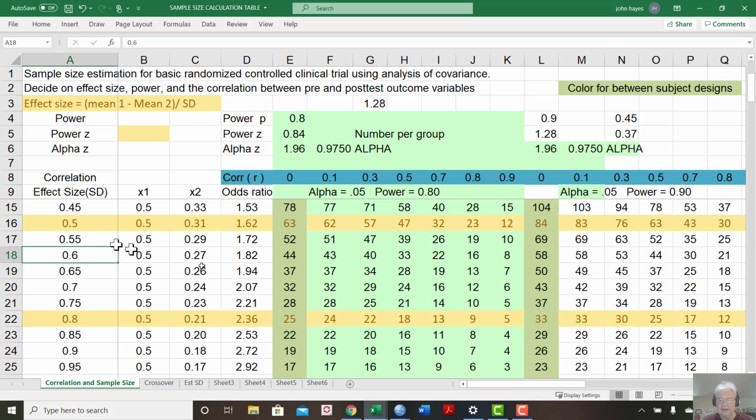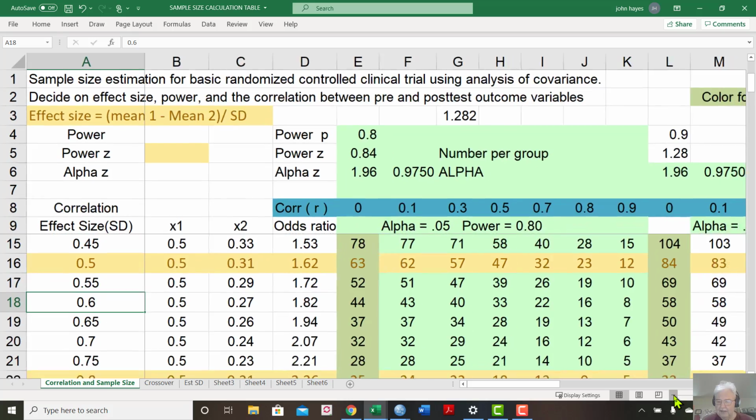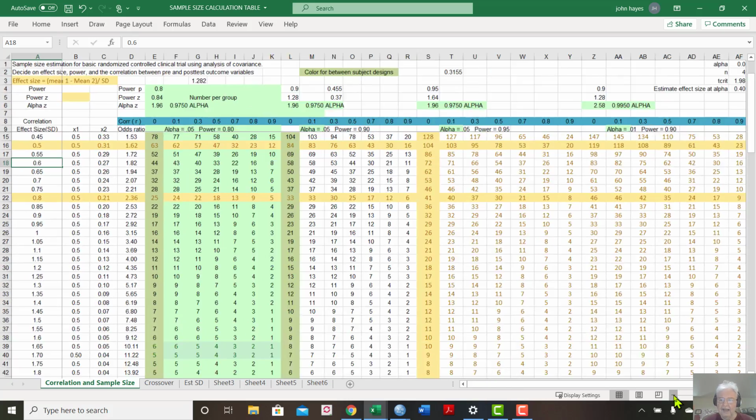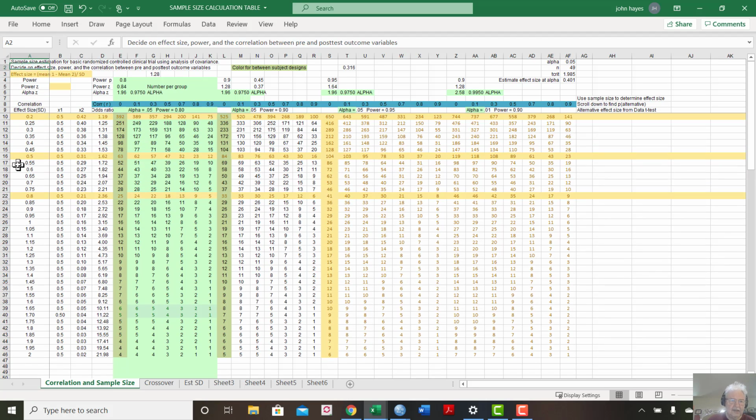Now let's look at our table and see what we have in our table. Over here we have the correlations. We have a section where the alpha is 0.05 and power is 0.8. Alpha is 0.05, power is 0.9. Alpha is 0.05 and the power is 0.95. Then I've got an alpha of 0.01 and a power of 0.9.